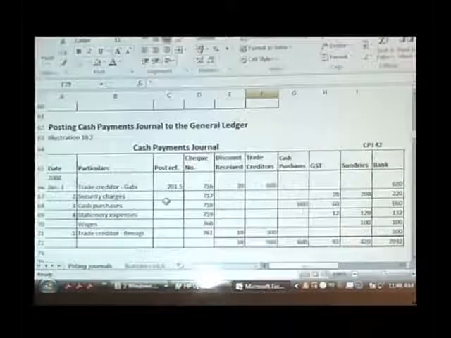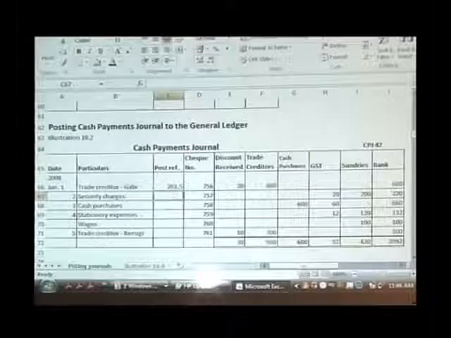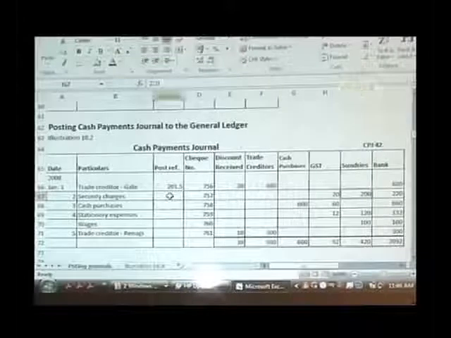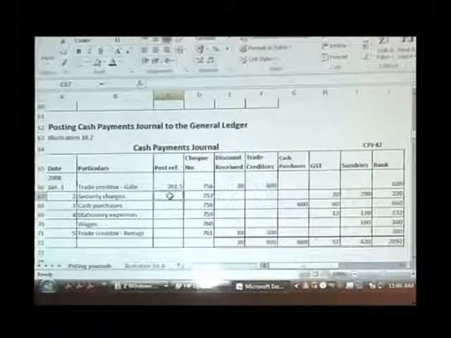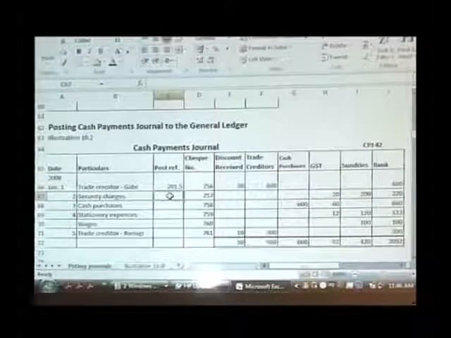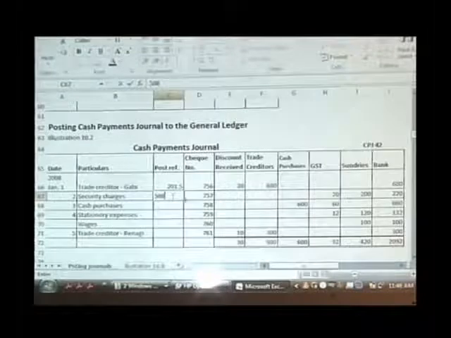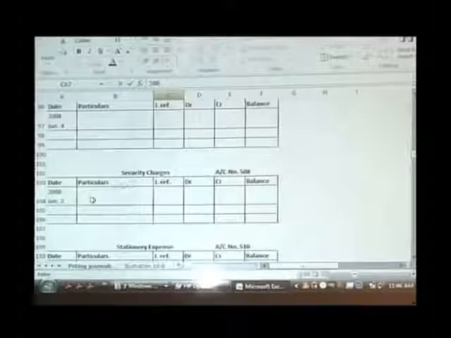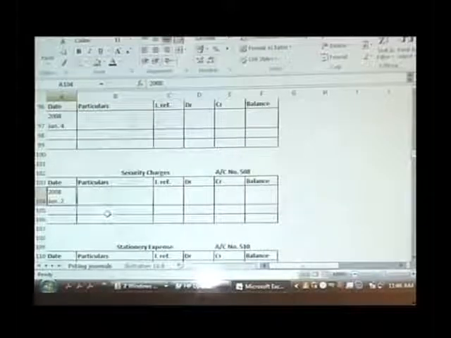Okay, that is over. Security charges is shown in the sundries column, so therefore these amounts included in the sundries column are posted individually. Therefore, find the security charges account number. It is 508. Find the account here. Security charges. Date 2nd January.